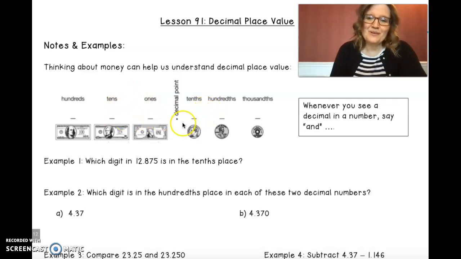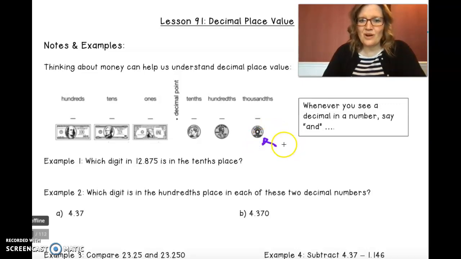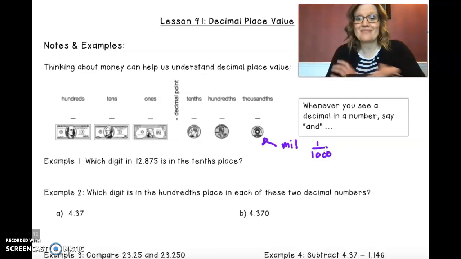But when we go to the right side of the decimal, then we have our tenths and our hundredths and our thousandths. An interesting little detail about this little guy. We know that this is a dime, this is a penny, but did you know that this little guy was an actual piece of money up till the 1960s? It was called a mill, and it represented 1/1000th of a dollar. Who knew?